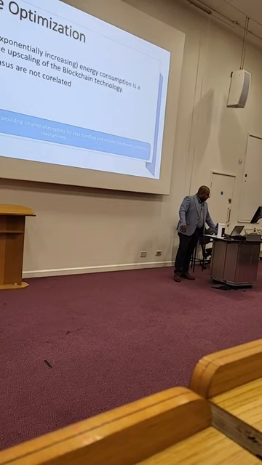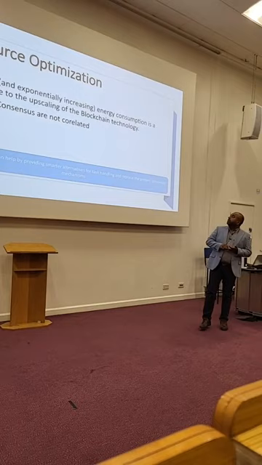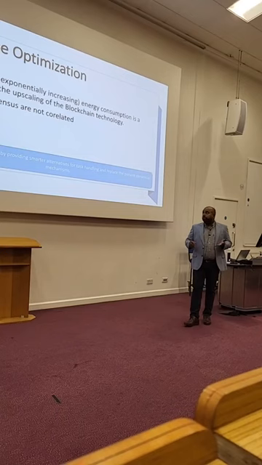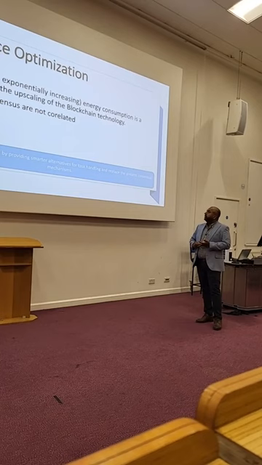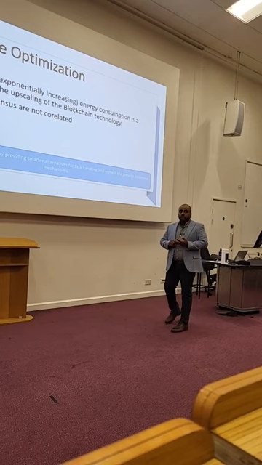And there is resource optimization, because one of the biggest limitations a lot of people mention is the massive utilization of resources. It can be energy, processing power, or even the cost of operation. One of the solutions is to use a better consensus mechanism which doesn't consume a lot of energy, or we can use AI to optimize the tasks in the blockchain system, so that you get resource optimization.